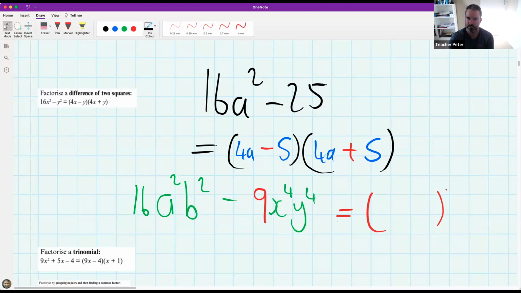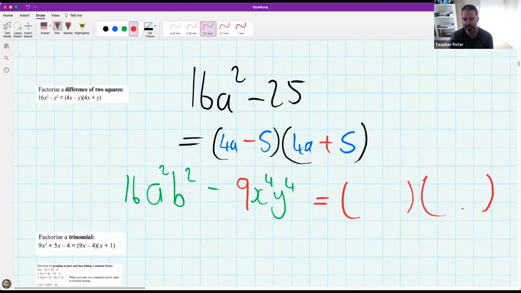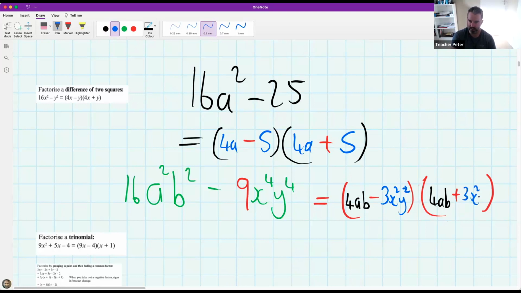We know it's going to have that structure. We know it's going to be a minus plus. Now, what goes here? 4, and then A, B is going to go there. And here I'm going to get 3. And this is what's sneaky. I'm going to get x squared, y squared. And here I'm also going to get x squared, y squared.